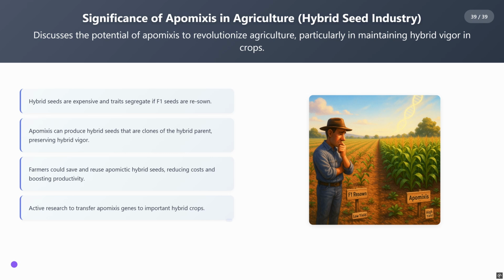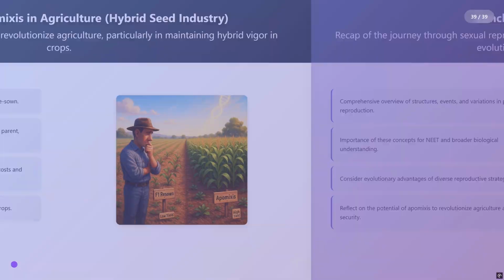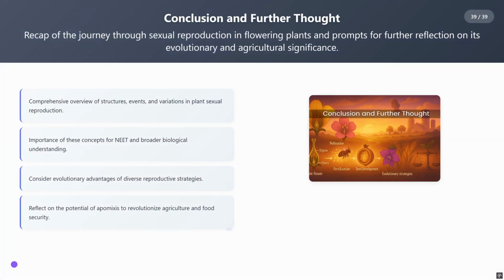That sounds like a potential revolution for agriculture. It really could be. Because of this immense practical importance, there's a huge amount of research going on worldwide to understand the genes that control apomixis, and to figure out how we might be able to transfer these genes into important hybrid crop varieties like maize, rice, and vegetables. It's a major goal in plant breeding. A very exciting prospect indeed.